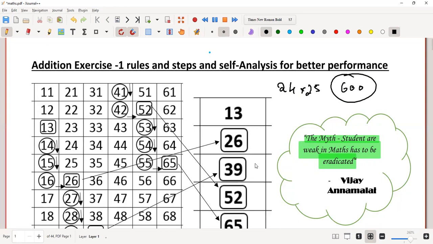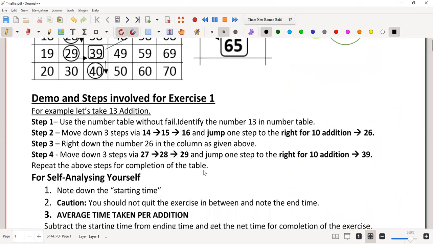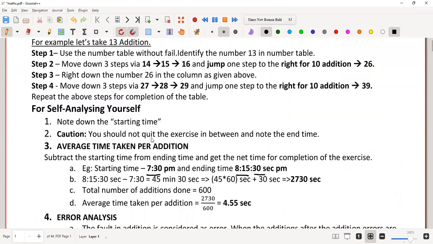So, let's consider the time part. First, definitely you have to write the starting time, what time you're starting. And definitely there should not be any breaks in between because you're going to calculate how fast you are. Suppose the starting time is and ending by 8:15. Then the total time is 45 minutes 30 seconds. So 45 into 60 will give the time in seconds.